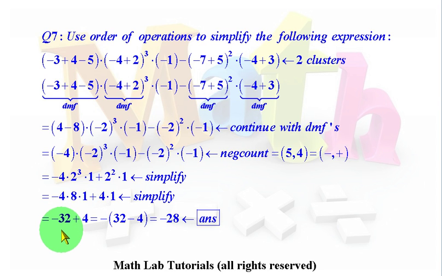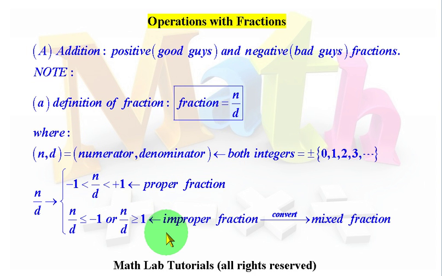At the end, you have a simple integer string. You have 32 bad guys, you have 4 good guys. The bad guys obviously win, and then when you do large minus small, you get 28. So the result is -28, or we say that the bad guys win by 28. Okay, let's have a look at the next problem.